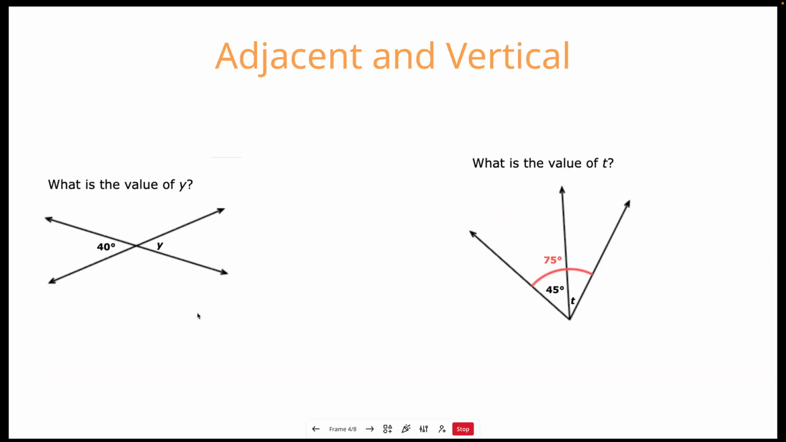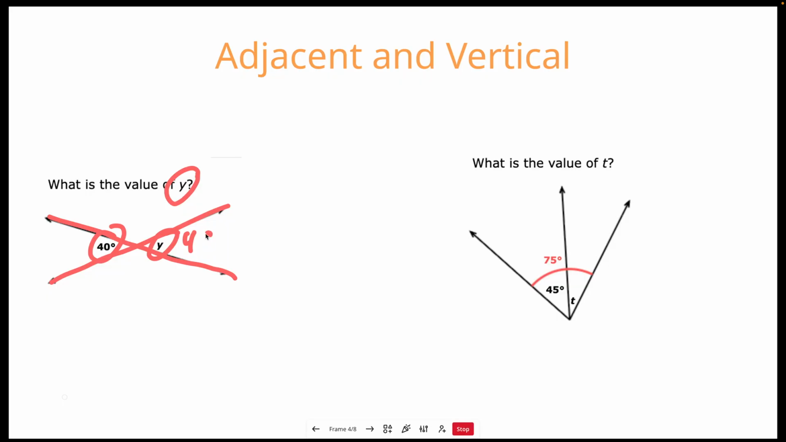Here we go. So, adjacent and vertical. On the left-hand side here, we have vertical angles. We said we need to be able to see any X shape as vertical angles. And we should remember that vertical angles are congruent, they're equal, on opposite sides. So if this side is 40, that means this side is also 40. It said find the value of y, so the answer is just 40.